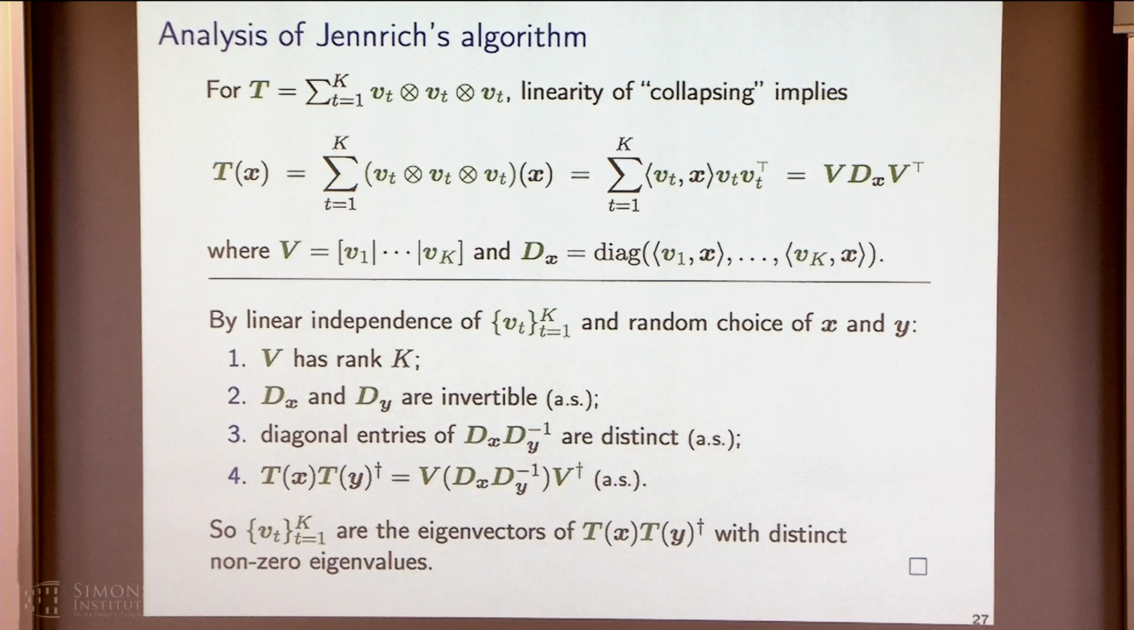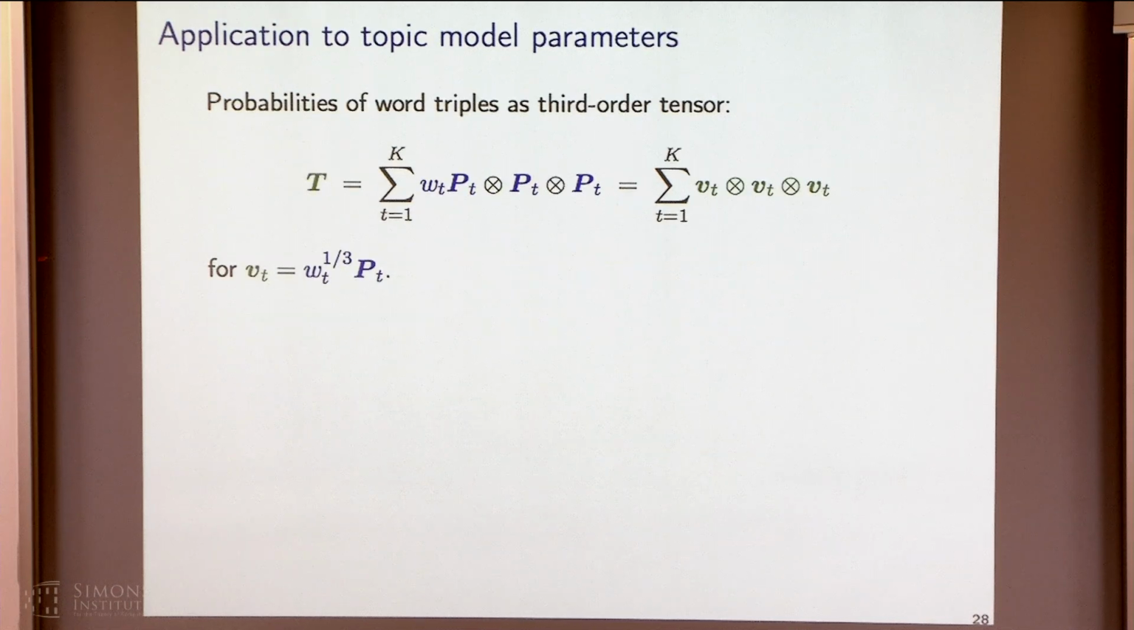And to see how it actually applies, when we go back to our topic model, remember in our topic model, we had this tensor of word triple probabilities, and it had this particular form. And we can kind of make it look like this if we identify the v_t's with, let's say, the cube root of the w_t times p_t.